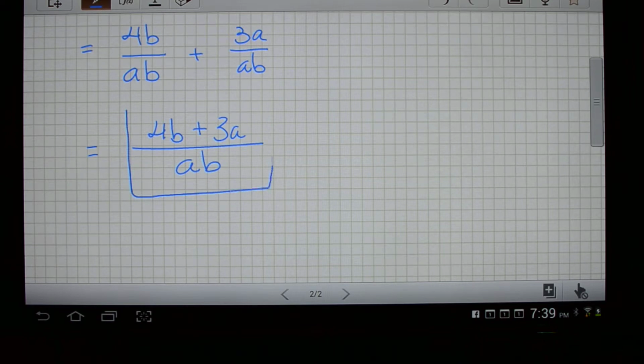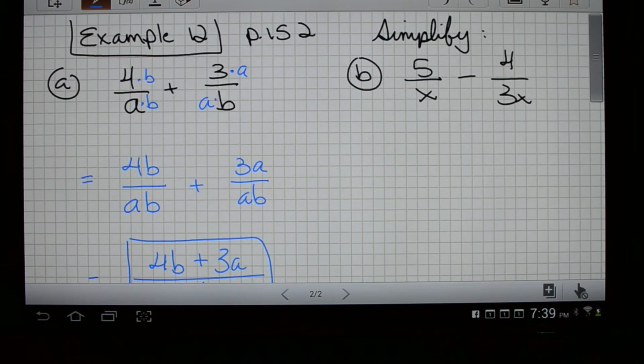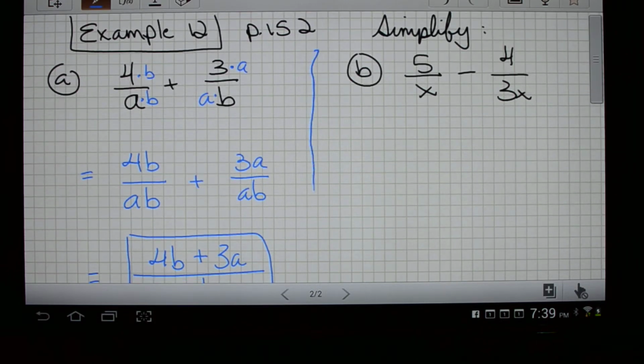The book may have written 3a first. No, they didn't. Okay. So that was pretty simple. When you're done, you cannot add the numerators in this case because they're unlike terms. So you just leave it like that, and that's okay. Let's try the next one.